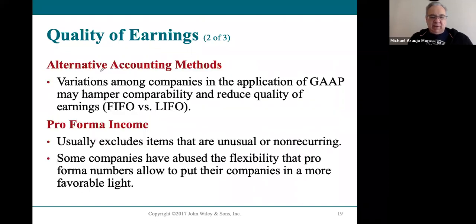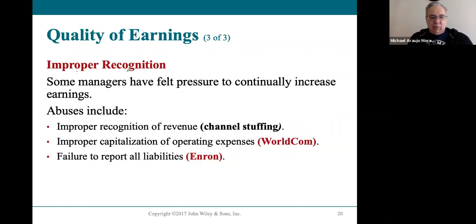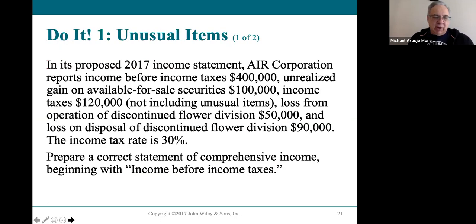So again, sometimes they switch accounting methods. Sometimes they don't recognize things properly, such as, all the revenue is not properly accounted for, expenses are not accounted for properly, liabilities are not all reported, things like that. So it affects the quality of earnings, and that's basically what learning objective one is really about. Learning about those unusual items, there's an end of objective do-it exercise that you'll see as part of your homework as well.